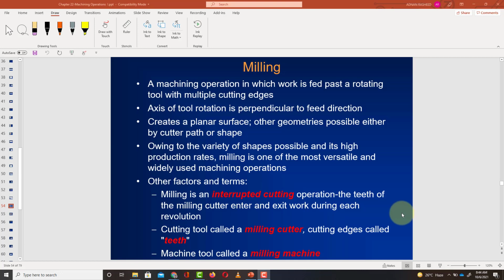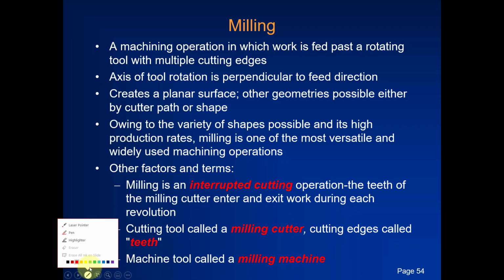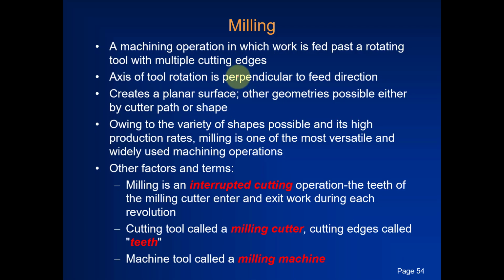So Bismillah Rahman Rahim. Let's start with our today's topic, that is about milling operation. Milling is a type of machining operation in which the extra material is removed with the help of a rotating tool, and this rotating tool is fed past a workpiece. With the help of multiple cutting edges of the cutting tool, it removes the extra material in order to get the desired shape.